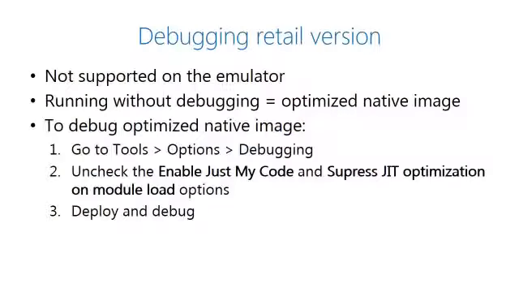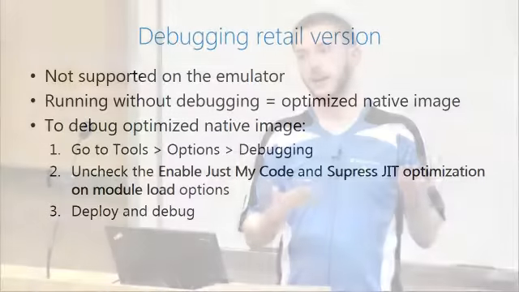But it also has the caveat of not being able to debug as easily. However, you can debug a native image. It's just not supported in the emulator, so you have to use a real device for this. If you run without debugging on a phone, it will already run the optimized native image. If you want to debug the native image, you have to go to Tools.